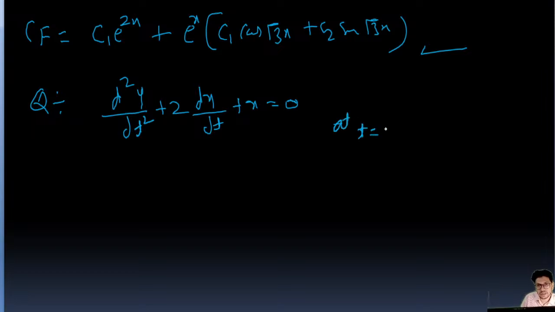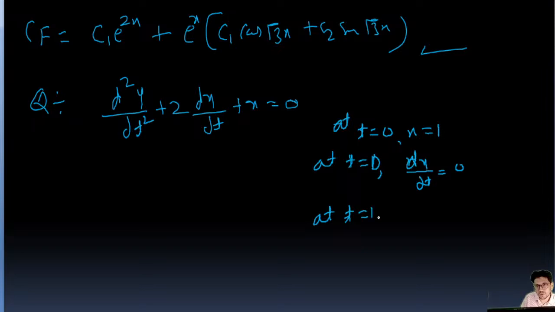At t equal to 0, x equal to 1, and at t equal to 0, dx upon dt equal to 0, and we have to find the value of x at t equal to 1. Okay, these two conditions are given.